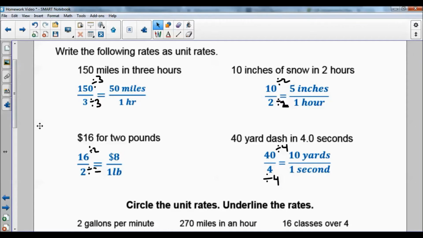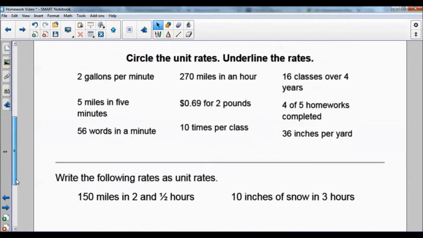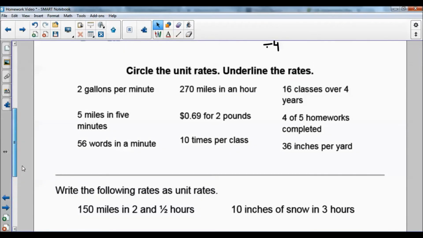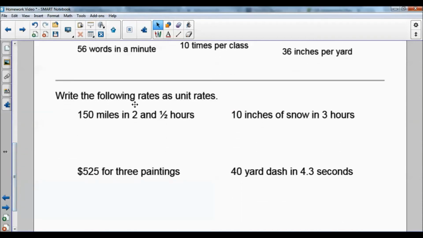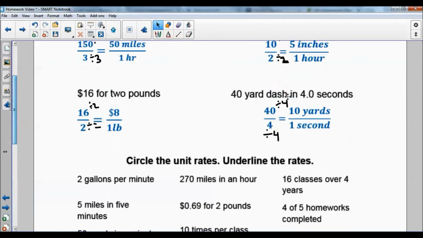Okay, so down here, you're going to finish the rest of this, and we'll check it next time when we go over homework. Here you're circling the unit rates and underlining the rest of the rates. Okay, so everything should either be circled or underlined. Down here you're writing all of these as unit rates. So basically exact same thing we did up here, making sure our denominator is equal to 1.